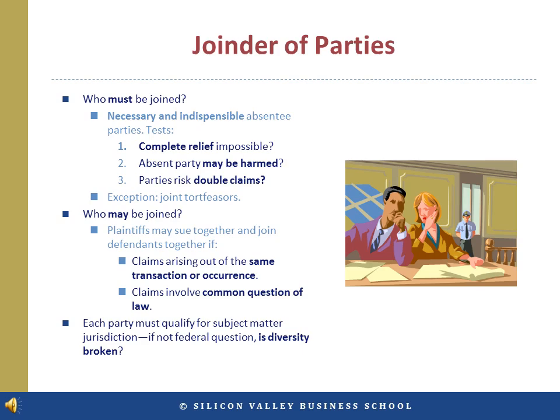As well as the parties that must be joined, there are other parties that may be joined. Plaintiffs may sue together and join defendants together for claims arising out of the same transaction or occurrence, and claims involving common questions of law. Adding a new party can break diversity in a federal diversity case. So judges always check for subject matter jurisdiction when new parties are joined.